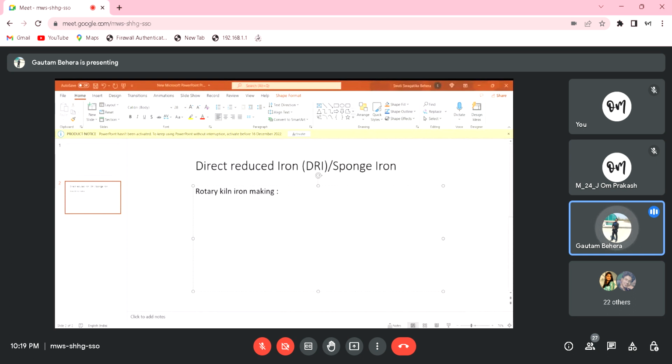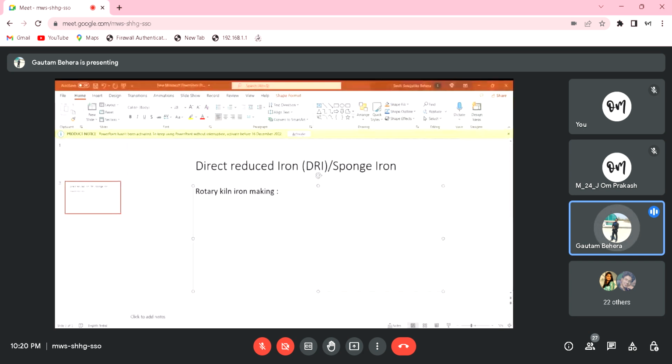Why is it called sponge iron? Because if we look at the structure of that iron, it completely looks like a sponge, having a lot of porosity. It is in solid state and has a lot of porosity. Some textbooks mention that this kind of iron looks like a honeycomb structure. Everybody has seen a honeycomb, with a lot of designs and a lot of porosity. That's why it is called DRI or sponge iron.